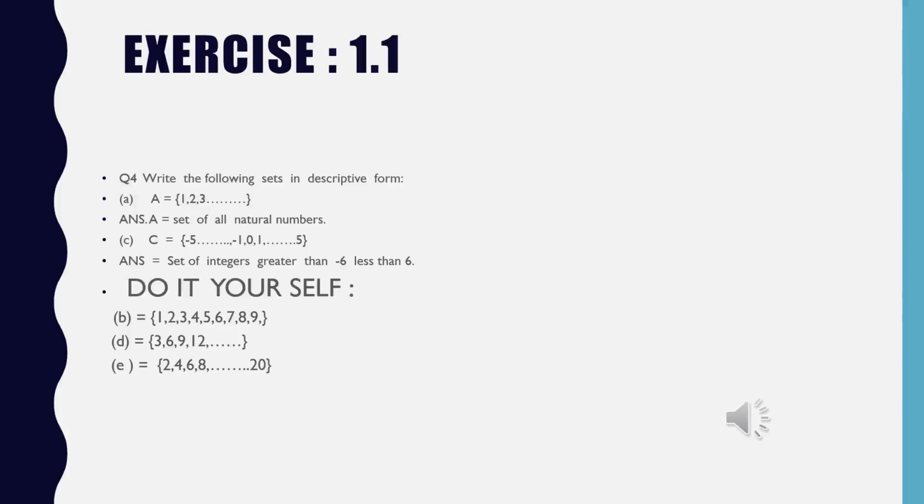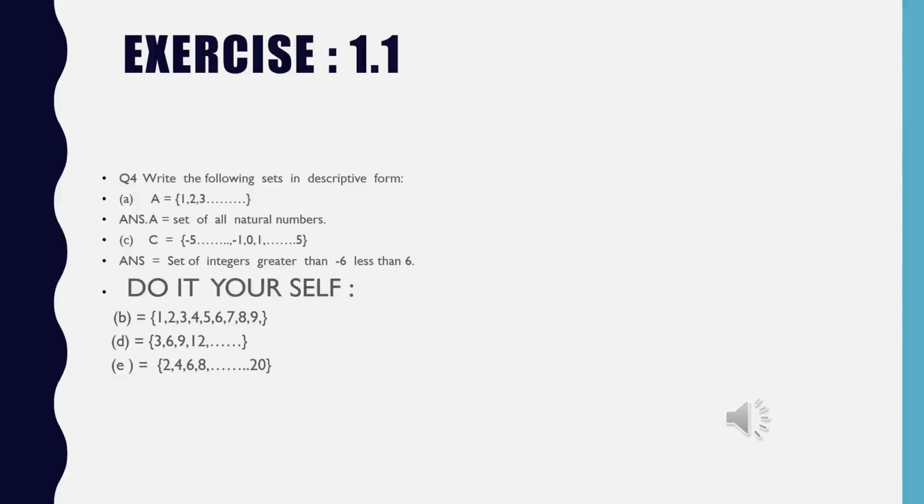Now the second part, fourth part and fifth part you will do yourself. I'll explain orally, but the first and third part I am doing on the board. Third part is set C is equal to curly bracket -5 dash dash -1, 0, 1 dash dash 5 bracket close. We will convert it into descriptive form like set C is equal to, inside the curly bracket write down set of integers greater than -5 and less than 6.